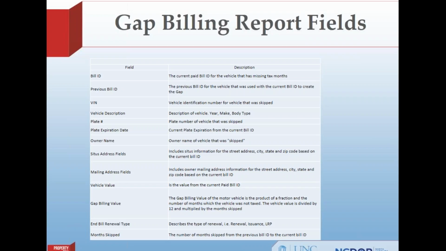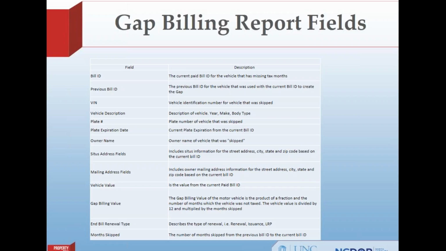Okay, so that's why we have the bill ID and then the previous bill ID. So you know exactly what to tell the customer. The next columns are used to... You got your vehicle description columns, your VIN number, description of the year, make, and model and body type, your plate number, the plate expiration date, and you got your owner name, site addresses, mailing addresses, and then we have the vehicle value. That's the current, which is in the first column.